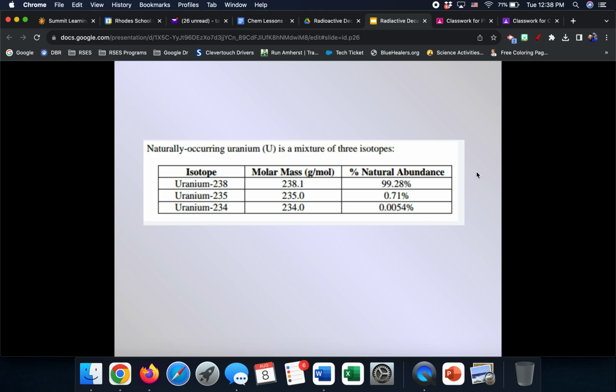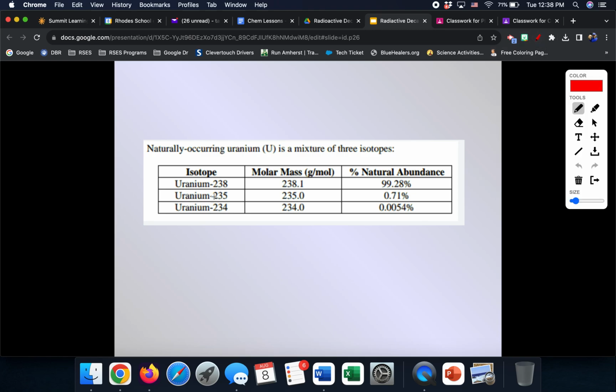So if we look here, naturally occurring uranium is a mixture of 3 isotopes: U-238, 235, and 234. Look at the percentage of abundance. So what's this tell us? It tells us almost all of them are at 238. So 238 would be the atomic mass that we would be closest to. Doesn't mean it's exactly 238. It's going to be a little less, maybe 237.9, something like that. But it should be very close to 238 since almost all of the isotopes are that.